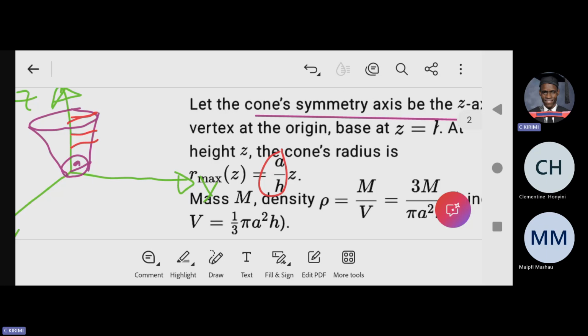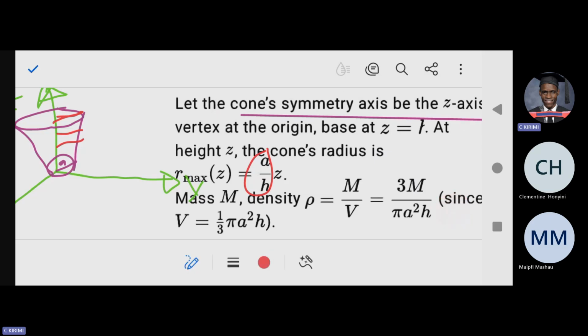Any question there up to here where you'd want to ask before we go any further? The radius in terms of z. So which means r as a function of z is just a over h multiplied by z.